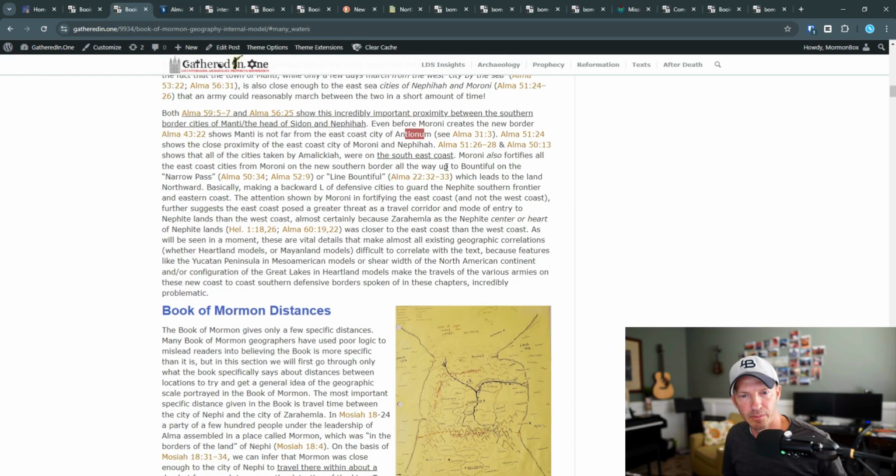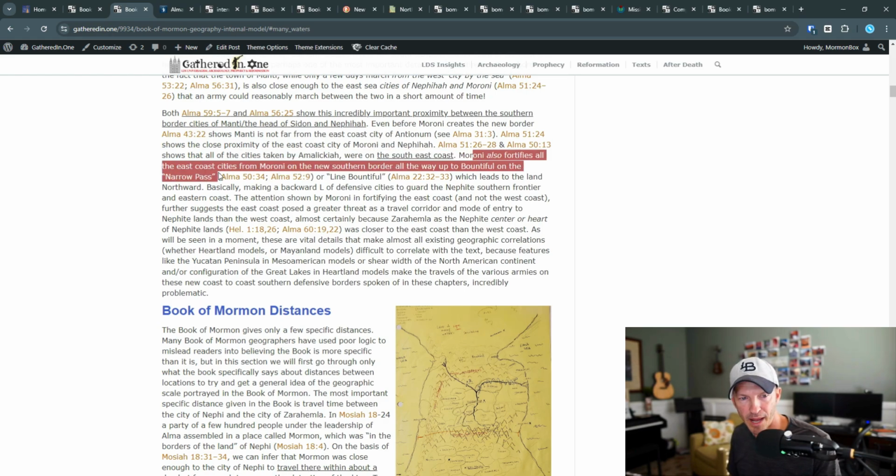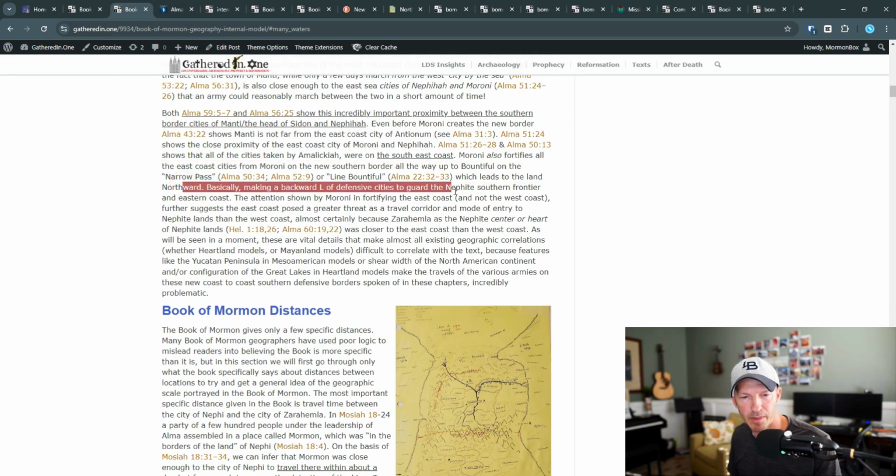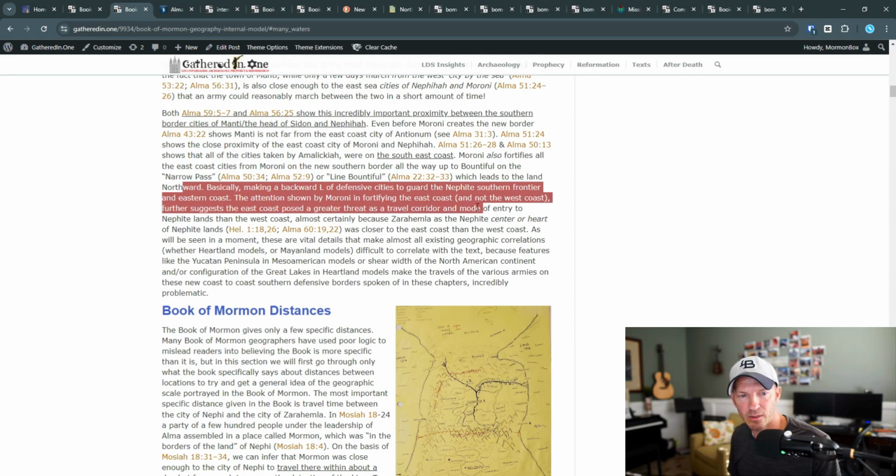Okay, let me really quick. So Moroni also fortifies the east coast cities from Moroni to the new southern border all the way to Bountiful on the narrow pass, or the line Bountiful, which leads to the land northward, basically making a backward L defensive line to guard the Nephite southern frontier. The attention shown by Moroni in fortifying the east coast and not the west coast further suggests that the east coast posed a greater threat as a travel corridor and mode of entry for the Nephite lands.